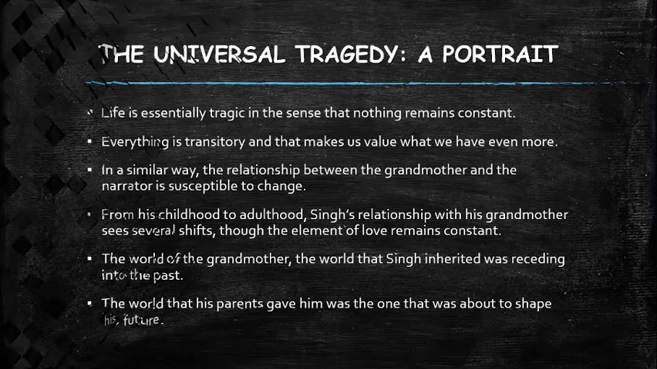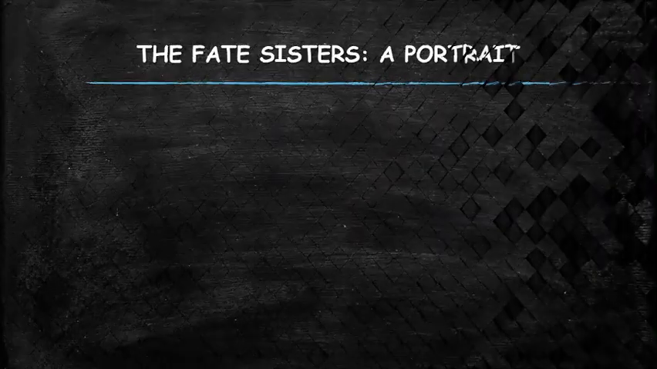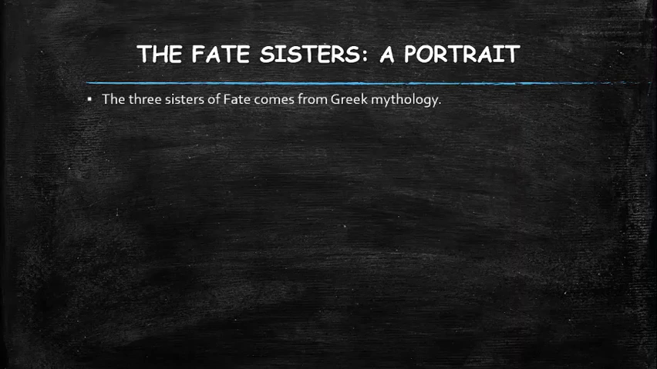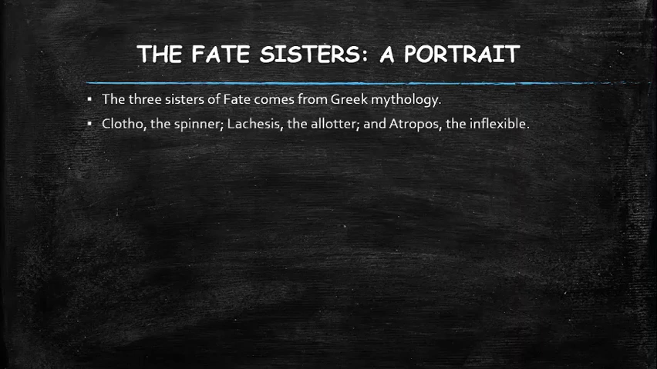Now let's talk about the Fate sisters, a really significant, important theme. The Fate sisters in Greek mythology are considered to be the most powerful beings and the distributor of individual destinies of the mortals at their birth. The sisters were three in number: Clotho, the spinner, Lachesis, the allotter, and Atropos, the inflexible.